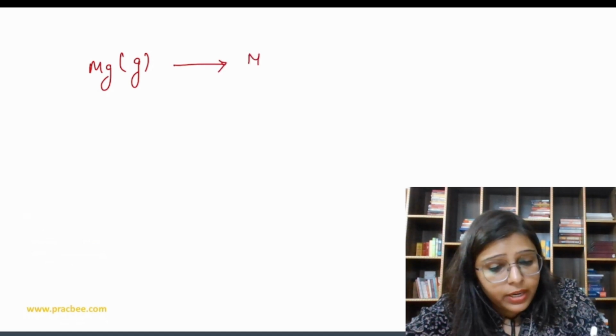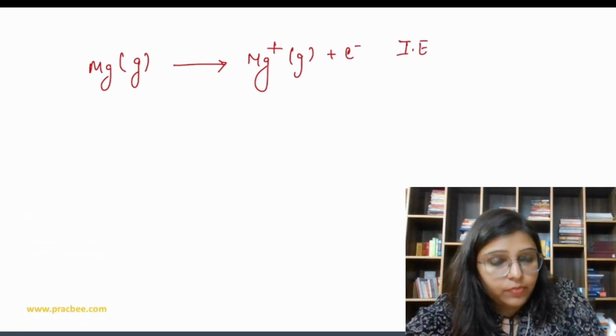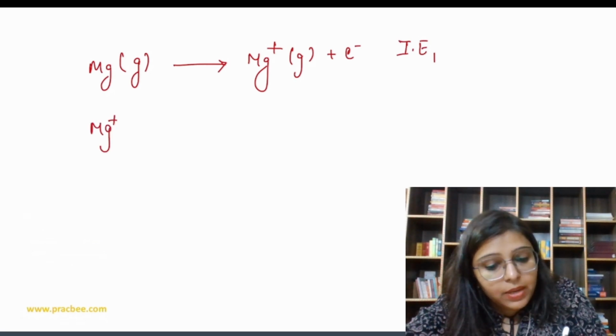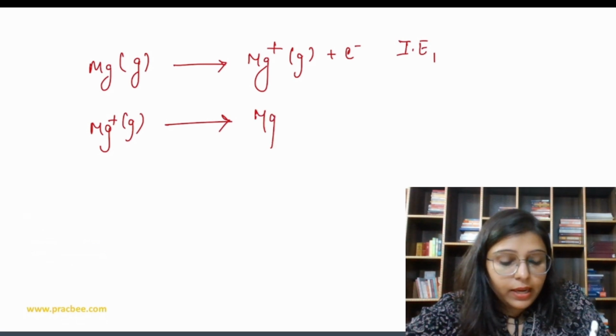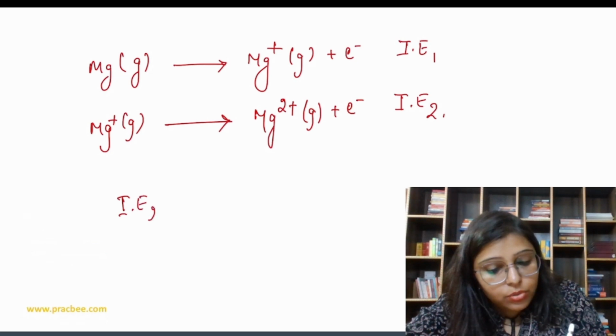If I remove one electron, let's say Mg+, one electron is removed, right? So the energy associated with this reaction is ionization enthalpy 1. Then from Mg+ we can remove another electron, so this is going to be Mg2+, and the energy associated with this reaction is equal to ionization enthalpy 2. Ionization enthalpy 2 is always greater than ionization enthalpy 1.